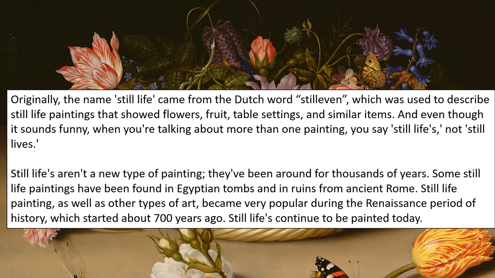Originally, the name still life came from the Dutch word stilleven, which was used to describe still life paintings that showed flowers, fruit, table settings, and similar items. And even though it sounds funny, when you're talking about more than one painting, you say still lifes, not still lives. Still lifes aren't a new type of painting.